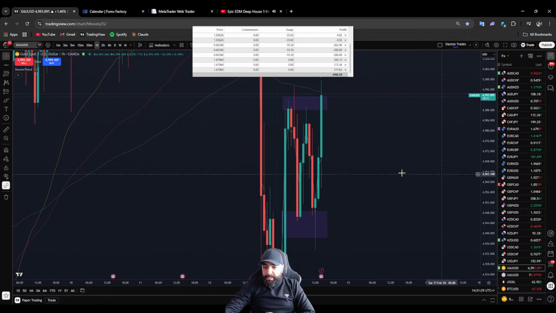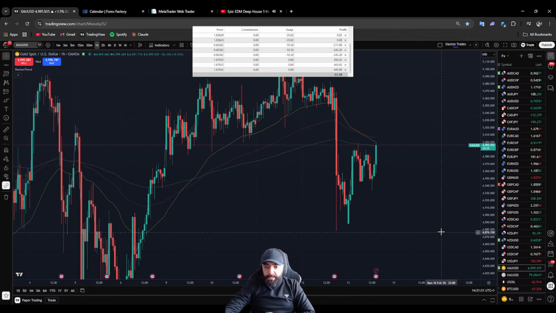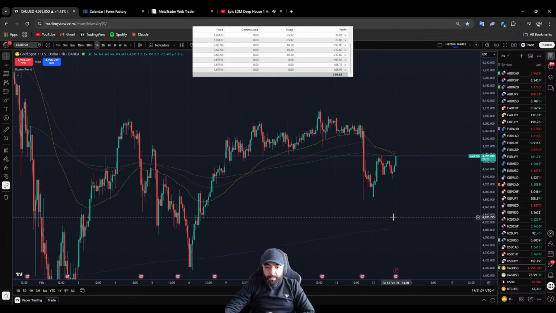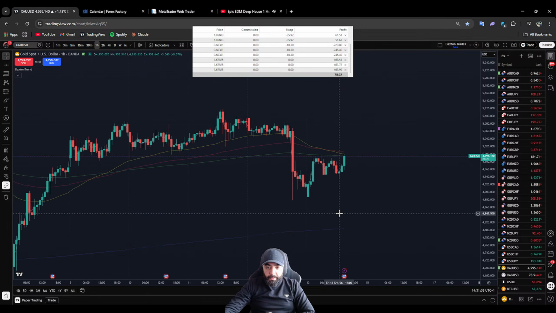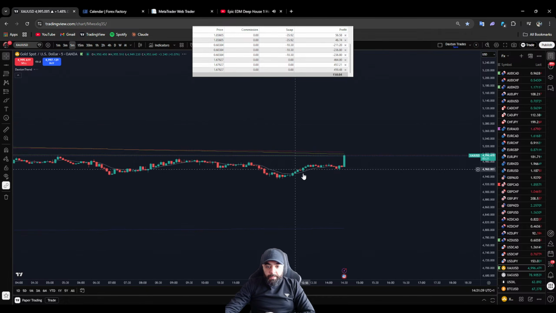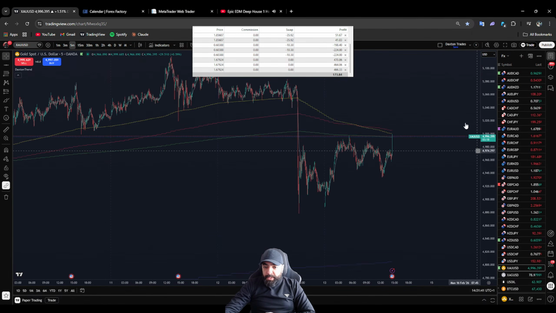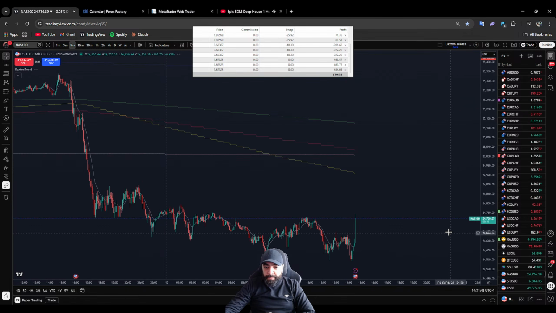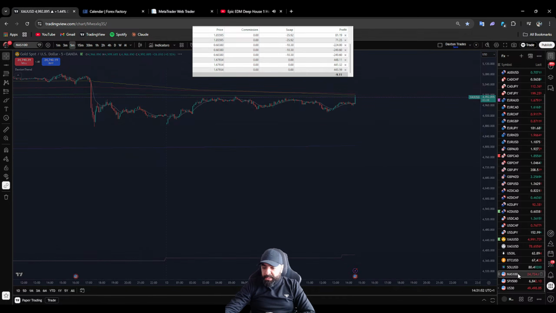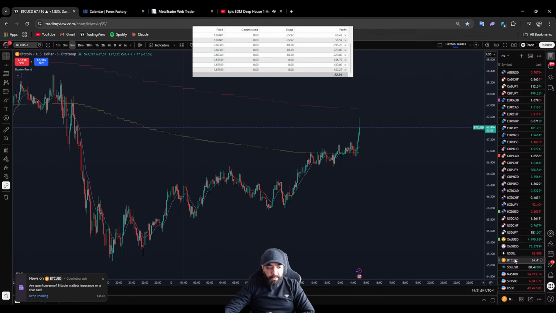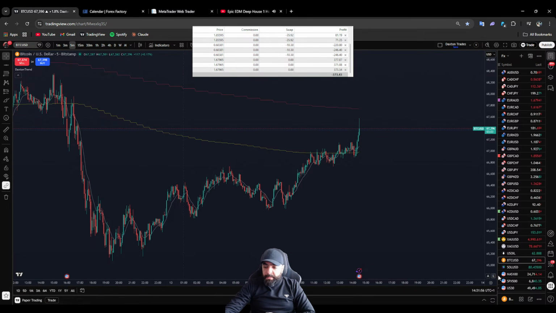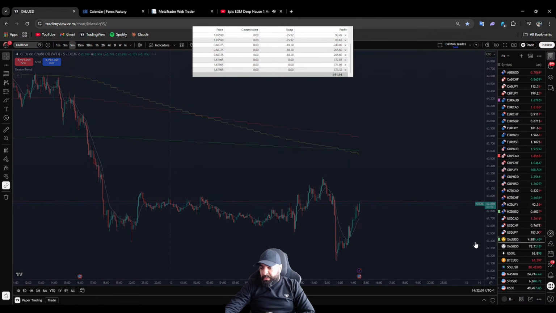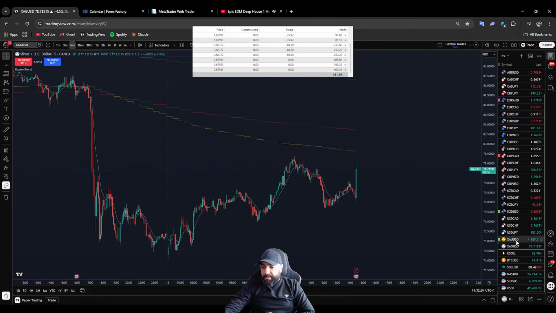So let's see the higher time frame. Let me remove all of this. So we are approaching this EMA. Let's see Nasdaq moving in the same direction, both. See Bitcoin. What about oil? Silver is the same as gold, of course.